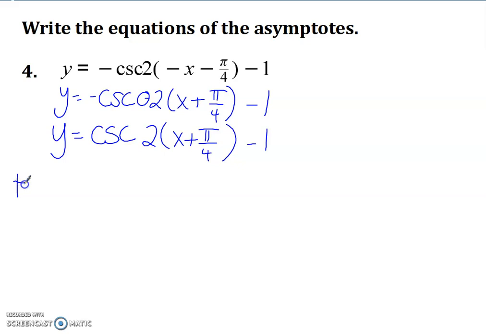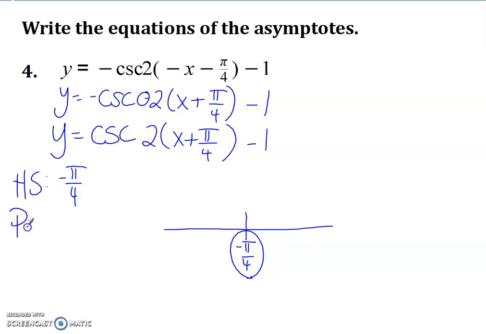So my horizontal shift is at negative pi over 4. So I'm just going to sketch a little domain line here. So that's negative pi over 4. That's my starting point. And then the period for this graph is going to be pi, because 2 pi divided by 2. So quarter period is pi over 4. So that's what we're adding to get from tick mark to tick mark. So I'm just going to do a few. I like to get in and around 0. So if I add pi over 4, I'm at 0. And then if I add it again, I'm at pi over 4.